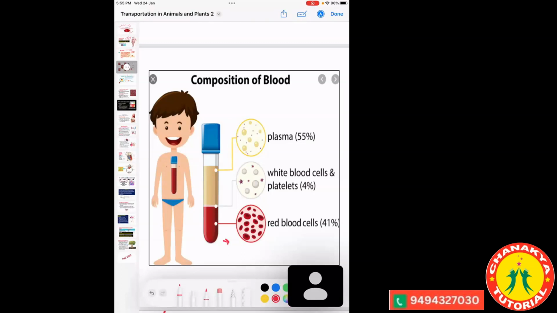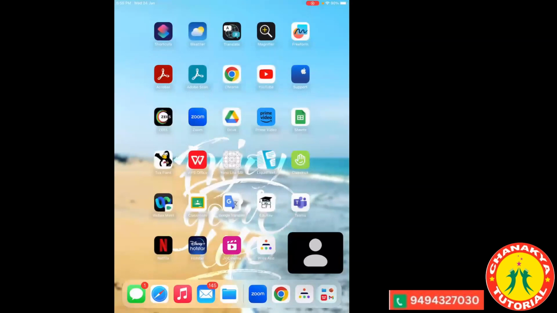And in between, the skin color and the red color, you can see a center pink line. Those are the white blood cells. Then we have the plasma at the top. Plasma is present at 55%, red blood cells are 41 percent, and in between, the white blood cells are just 4 percent in our body.